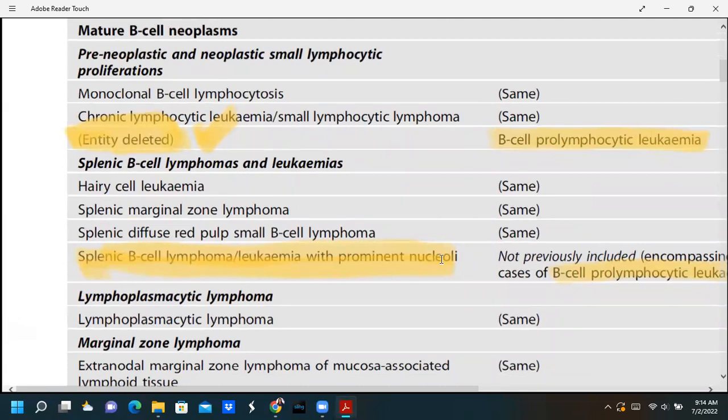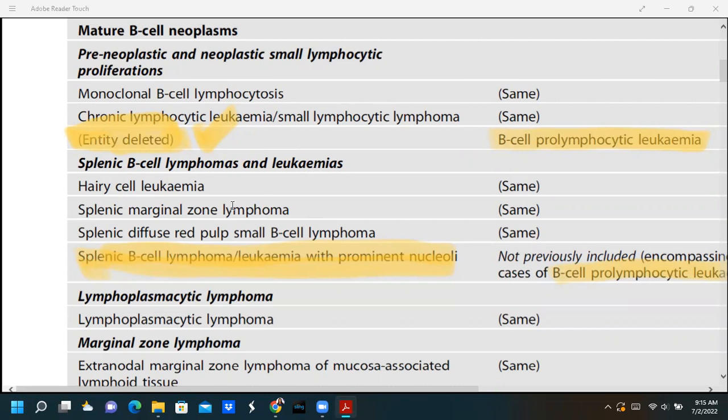And then another thing is that there was an entity called chronic lymphocytic leukemia, small lymphocytic lymphoma with progression, or with prolymphocytic progression, something like that, or prolymphocytic transformation. And now they apparently have that still in the CLL SLL. Is that correct? We had a discussion last time. And the more than 55% prolymphocytes, or even more than 15% prolymphocytes, have gone into the splenic B-cell lymphoma/leukemia with prominent nucleoli. And so hairy cell is the same, splenic marginal zone is the same, diffuse red pulp is the same.